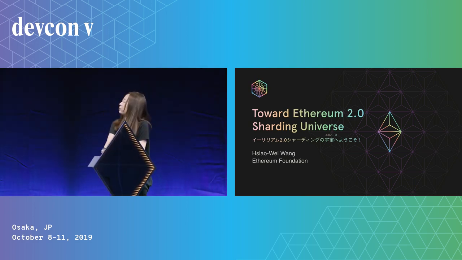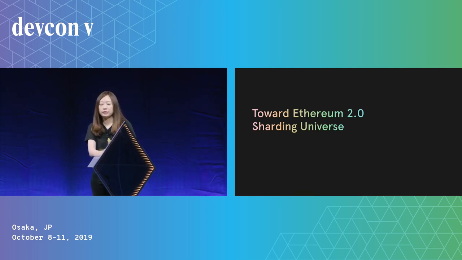Today my talk is about moving toward the Ethereum 2.0 sharding universe. Also, before it's complete and delivered, there is a gap between now and the end game. So what shall we build for it?